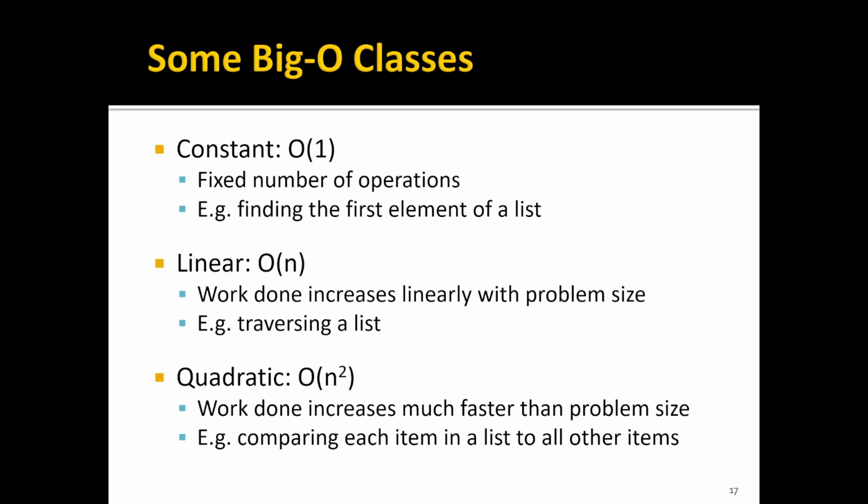A third class, which we haven't yet seen an algorithm for, is known as the quadratic time algorithms. And these are algorithms that run in order n squared. So in this case, the work increases much faster than the problem size. If the problem size doubles, the algorithm's work goes up by a factor of 4. If our input size triples, then the algorithm's work goes up by 9 times. If n goes up by 10 times, then a quadratic algorithm's work goes up by 100 times. There are other classes that we'll see, but let's just see some examples of these first.